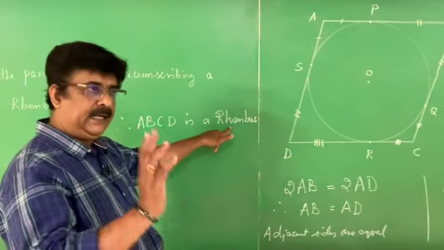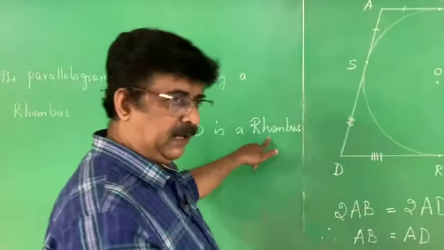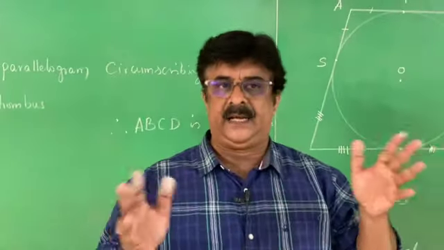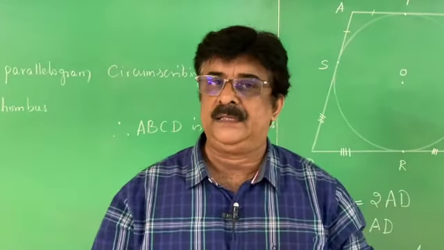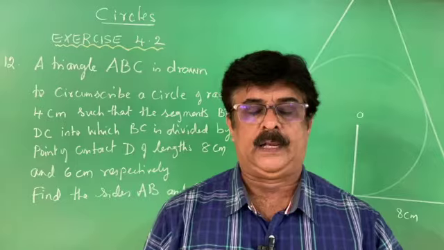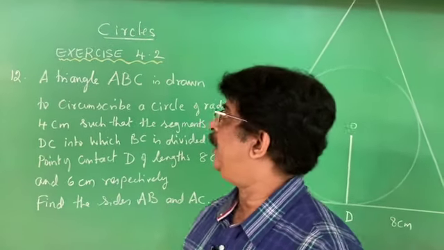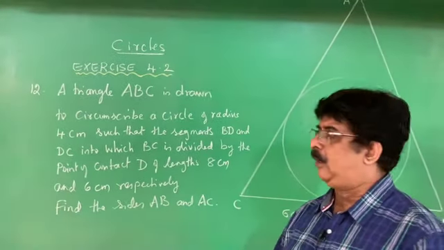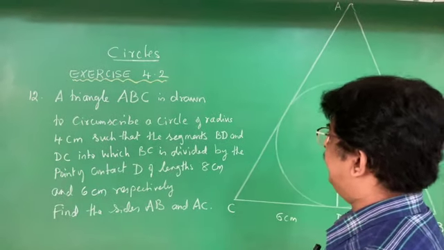Rhombus. In any case, whenever in a parallelogram, if adjacent sides are equal, then that parallelogram is a rhombus. That is the problem of the exercise 4.2. One of the lengthiest problems. The problem is like this.